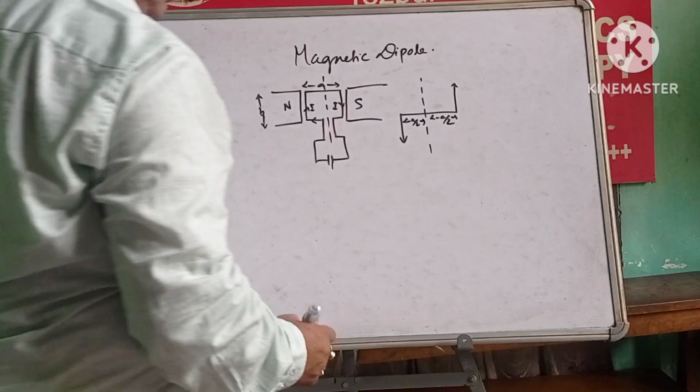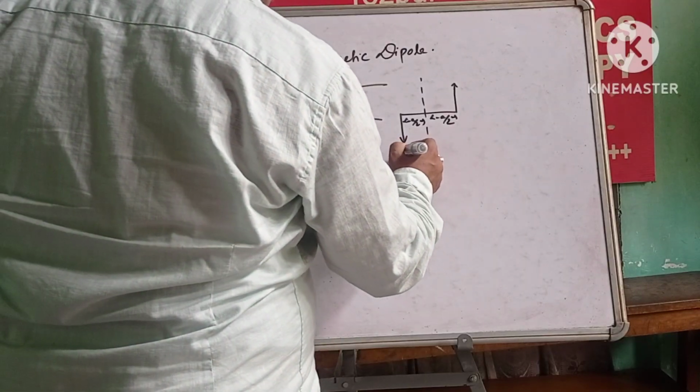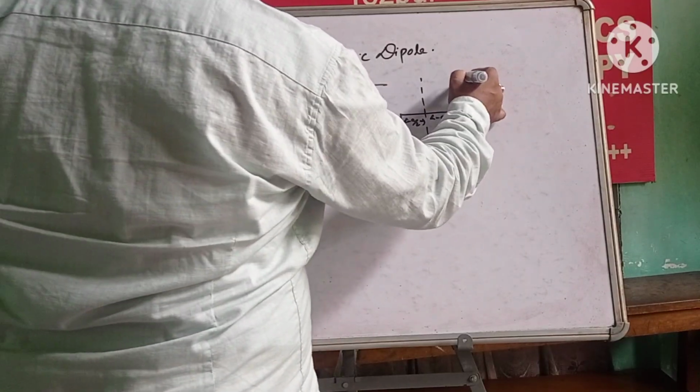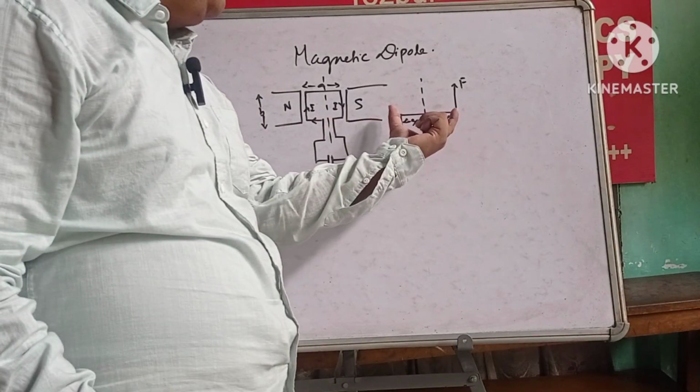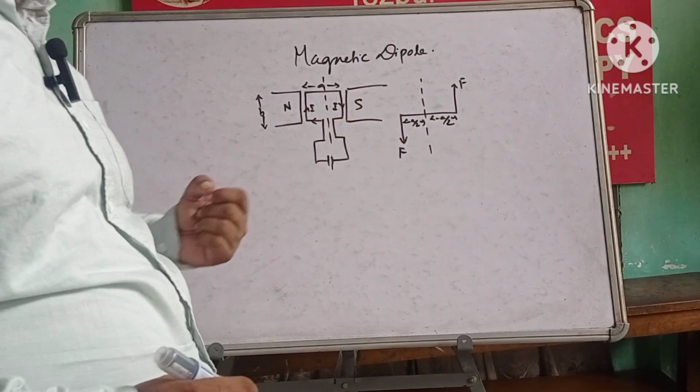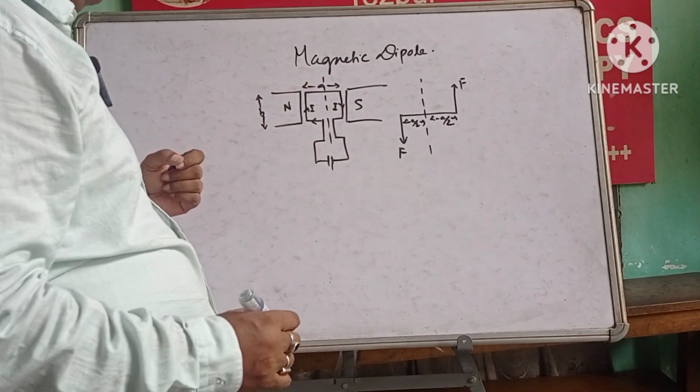Now here, these forces are equal and opposite. But since there is a distance between these two forces, there is a torque.